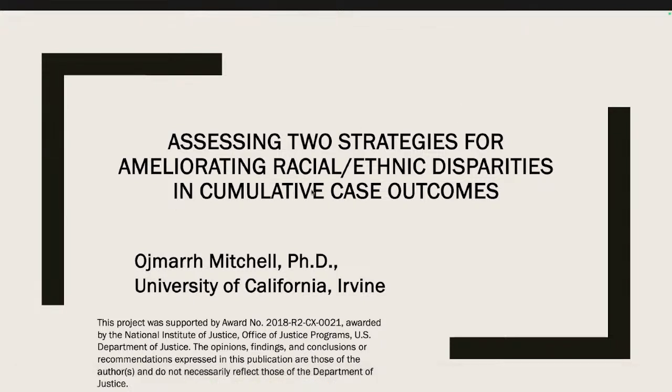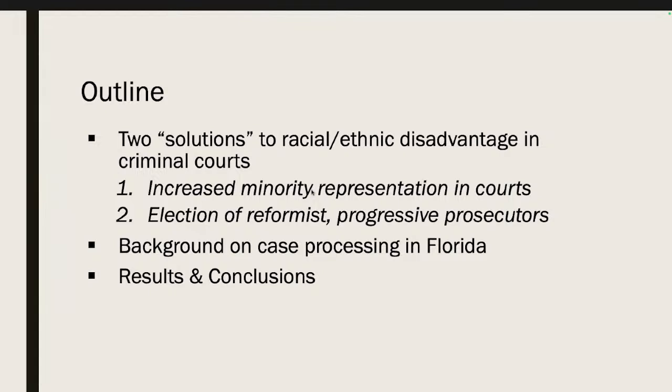Here's what I'm going to do. This is going to be a rather long presentation. I'm going to try to get through this in about 40 minutes. And in this 40 minutes, what I want to do is talk about two solutions for reducing racial ethnic disadvantage in criminal courts. The two strategies I'm talking about are increased minority representation in courts and, more recently, the election of reformist or progressive prosecutors.